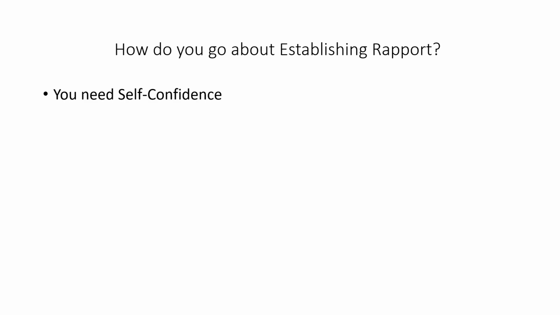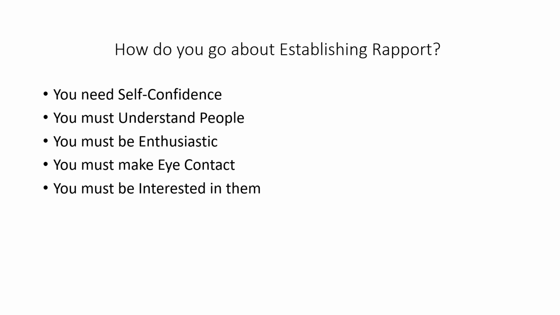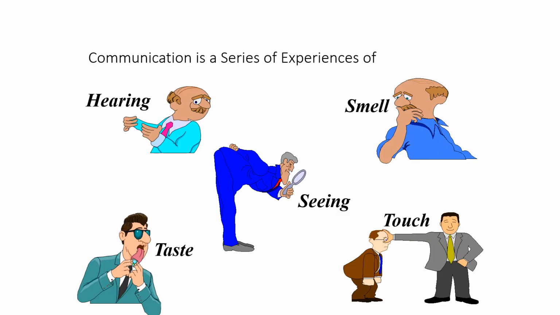So for one to be able to communicate effectively and establish rapport, you need to have self-confidence. There must be a basic understanding of people. You must show enthusiasm. You must show interest, that you are interested in what the other person is talking about. It is important to make eye contact, and you must show that you are interested in them. So communication is a series of experiences of the senses. It includes hearing, seeing, smell, touch, and even taste.